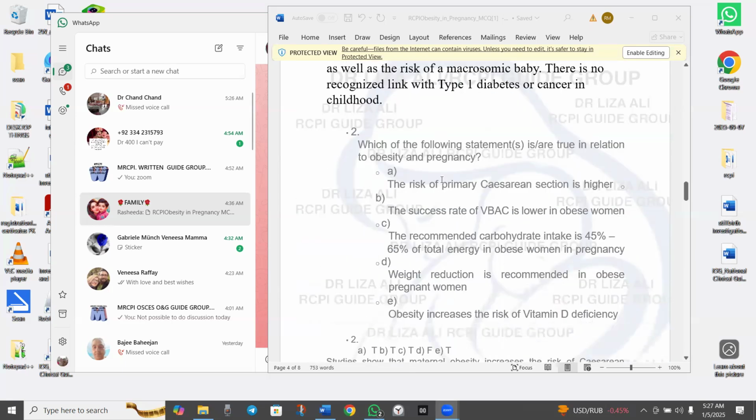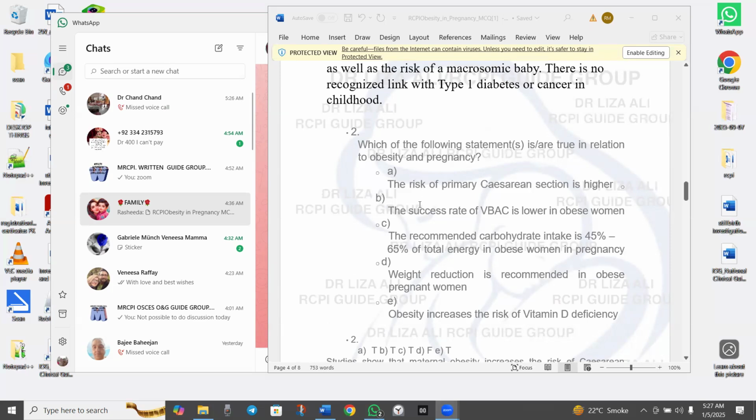Can you please read the second one? Which of the following statements is or are true in relation to obesity and pregnancy? A, the risk of primary cesarean section is higher. B, the success rate of VBAC is lower in obese women. C, the recommended carbohydrate intake is 45% to 65% of total energy in obese women in pregnancy. D, weight reduction is recommended in obese pregnant women. E, obesity increases the risk of vitamin D deficiency.